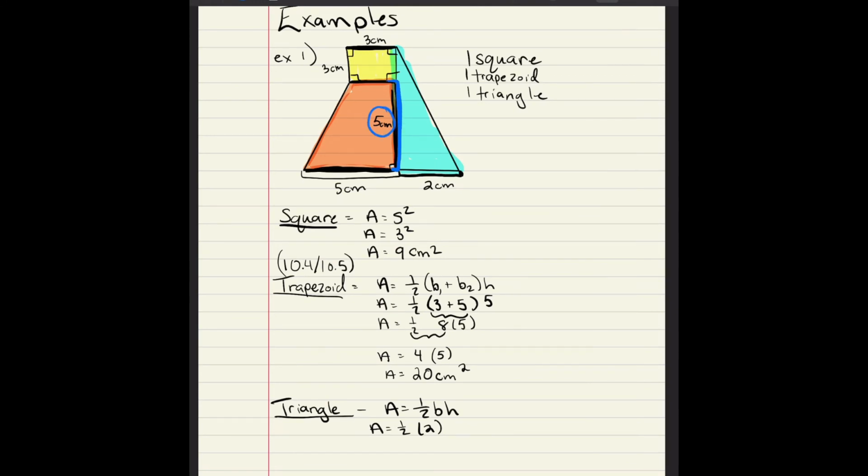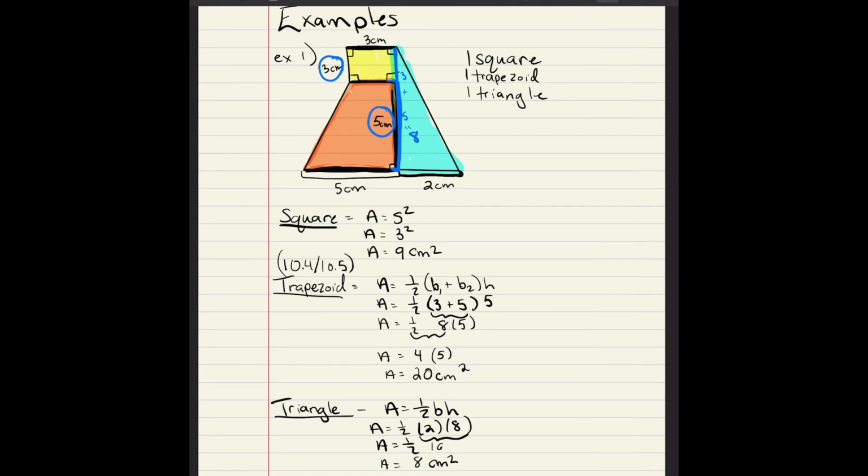That's only that fraction of my height. What about this top part? How high is that top part? 3 centimeters. So I need to add those together to get my height. So I have 3 here, 5 here. So the whole height of my triangle is 8. So I put that here. And now I solve. So 2 times 8 is 16. A equals 8 centimeters squared.